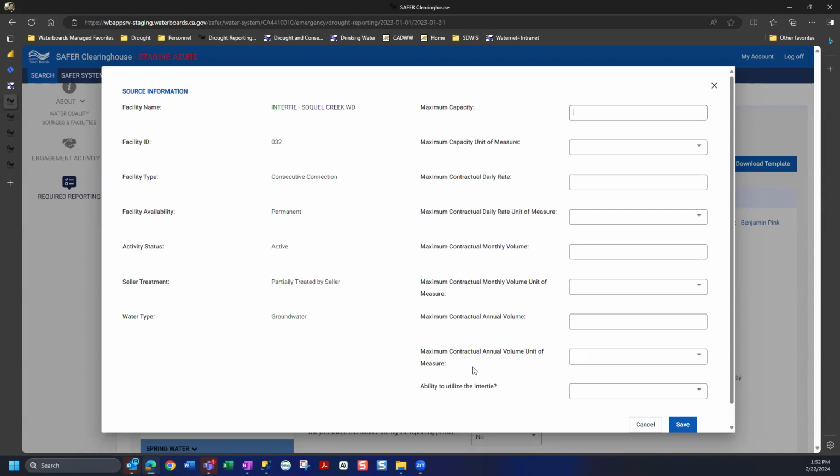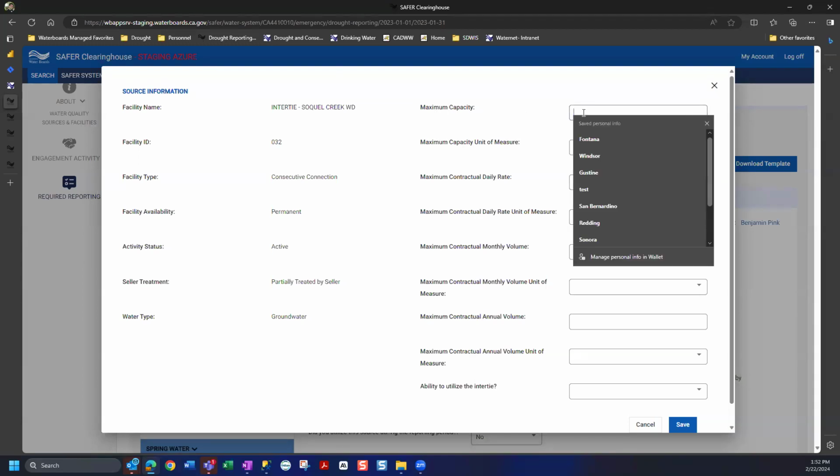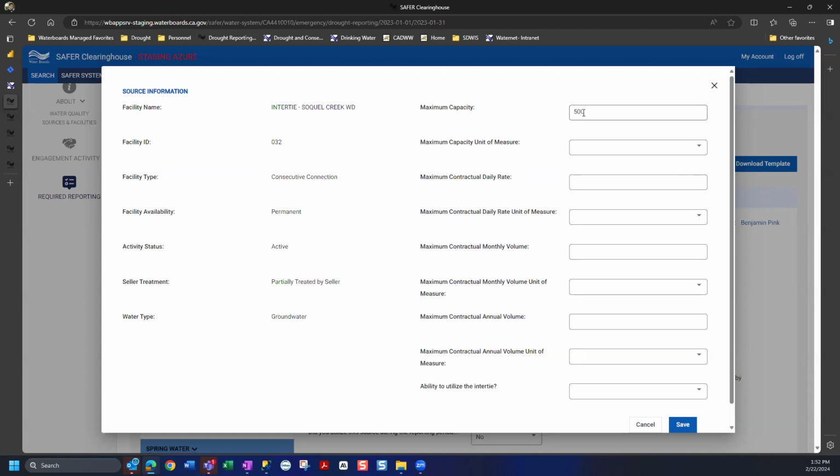And then I have a number of questions about these consecutive connections. The first question is on maximum capacity. This is the flow rate question. So if you know that your source produces 500 gallons per minute, this is your maximum capacity they can produce. This is what you can rely on the source to produce.